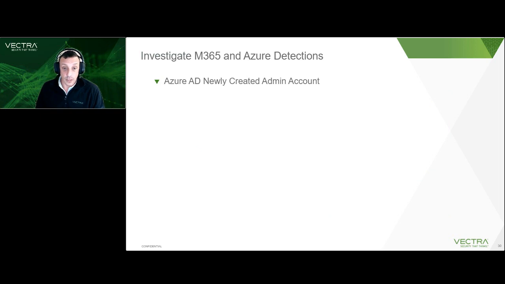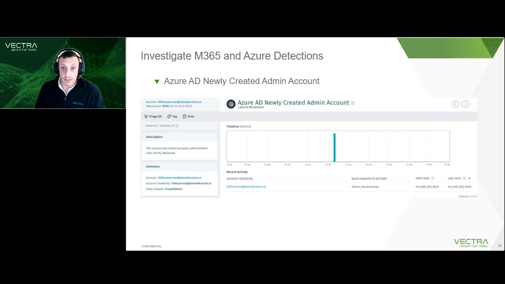We're then going to go on to a newly created admin account. Now, this detection triggers when an account has been created with administrative privileges that provide broad access to an environment. When these detections trigger, it's imperative that they are investigated immediately.